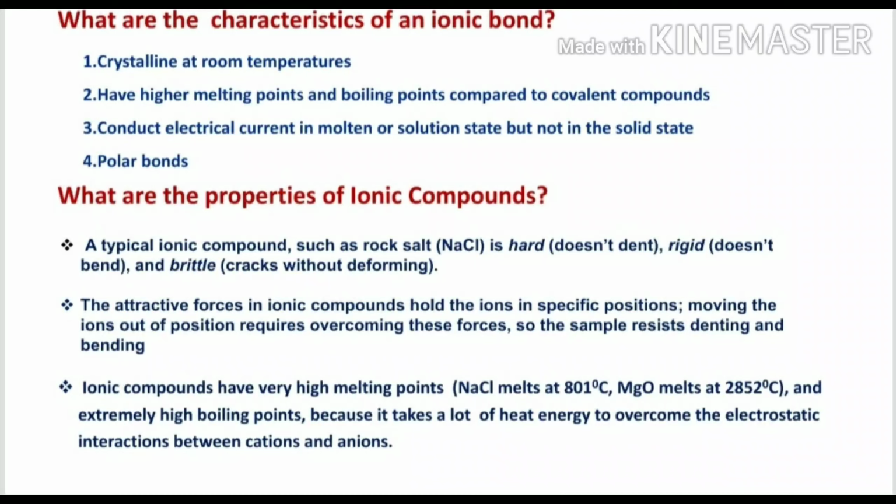This is because the attractive forces in ionic compounds hold the ions in specific positions. So moving the ions out of position requires overcoming these forces, and the sample resists denting and bending. Ionic compounds have very high melting points. For example, sodium chloride melts at 801 degrees centigrade, whereas magnesium oxide melts at 2852 degrees centigrade. They also have extremely high boiling points because it takes a lot of heat energy to overcome the electrostatic interactions between the cations and the anions.